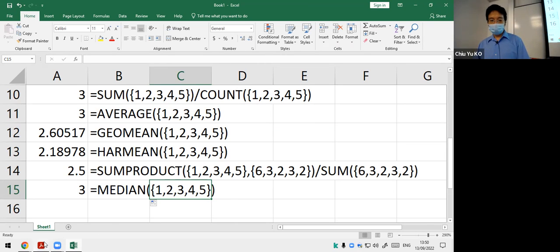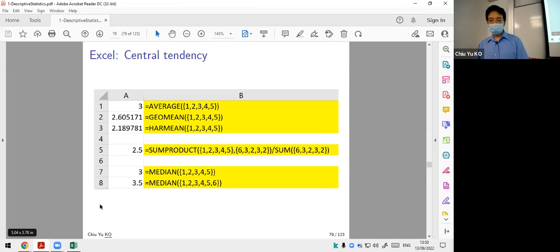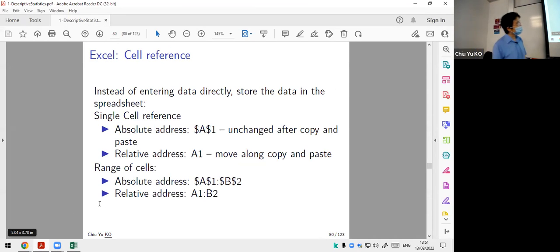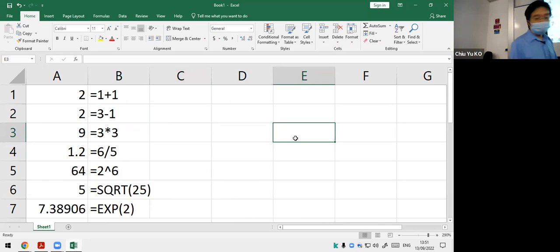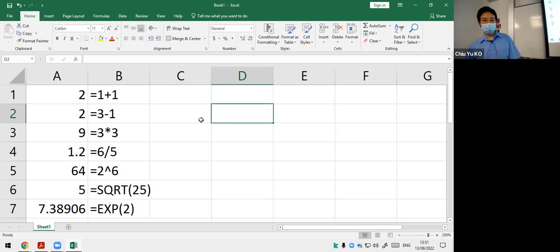So what we need to learn is what we call cell reference. Instead of directly putting in the number, we put the data in the spreadsheet in some area, and when we calculate, we refer to that cell number. As I mentioned here, every single cell you click will be referred to by its column name and row name. So this one is D1, this will be D2, and this will be C1, C2, and so on and so forth.